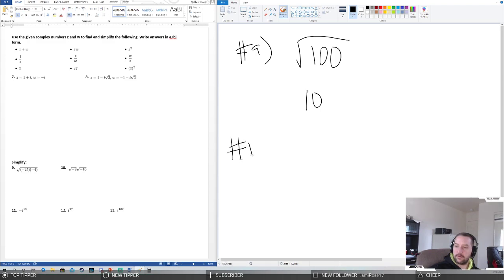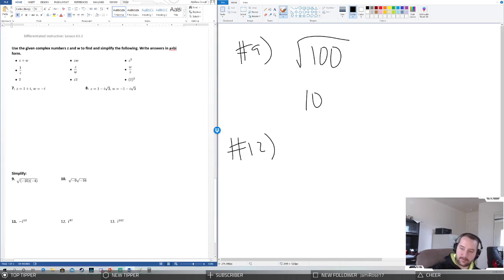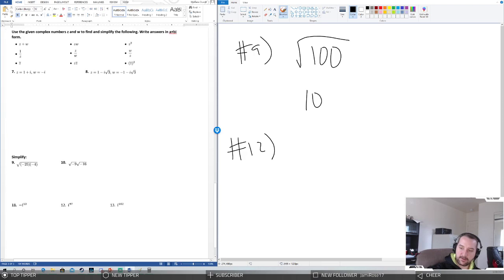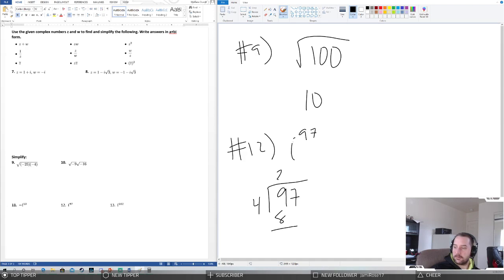Number 12, I to the 97th power. There's dust on my screen. So I have to take that 97 and divide that into 4. 4 goes into 9 twice. 4 goes into 17 4 times. So my remainder is 1. So therefore, it's going to be I to the first power, which is just I.